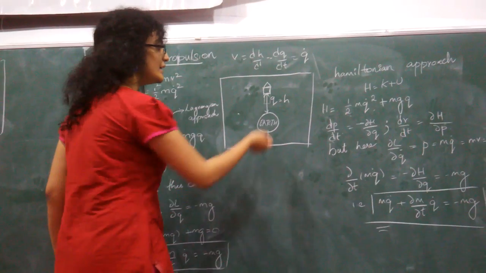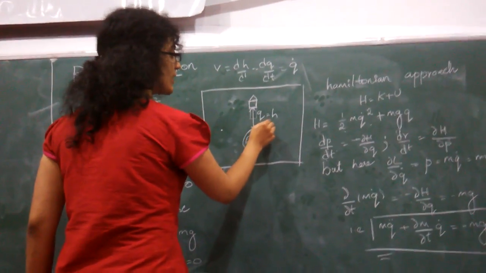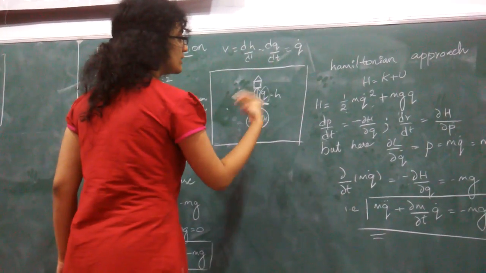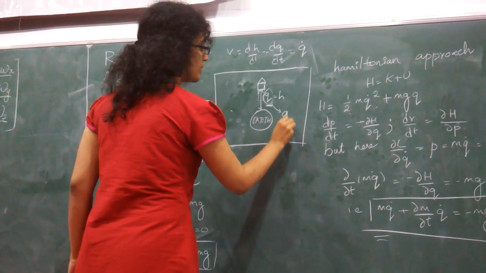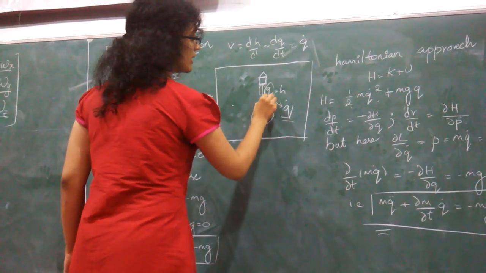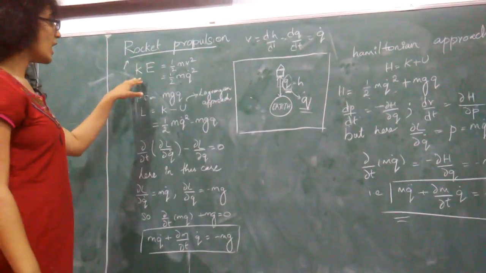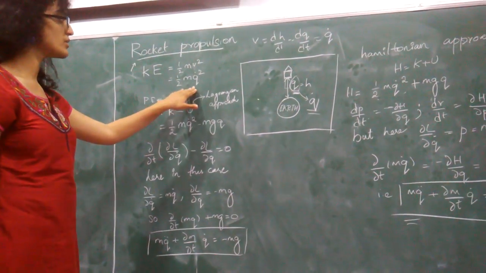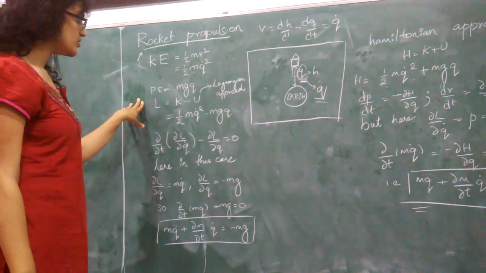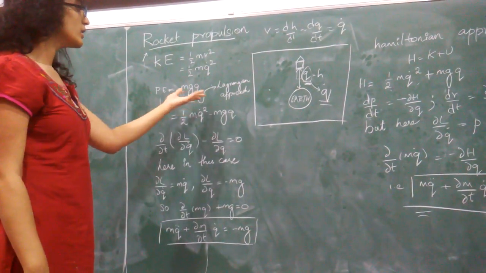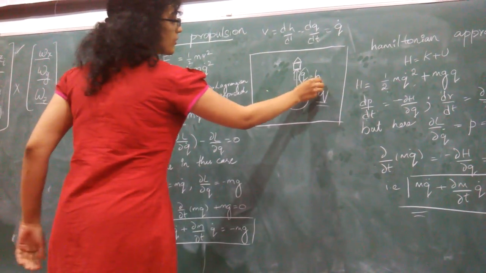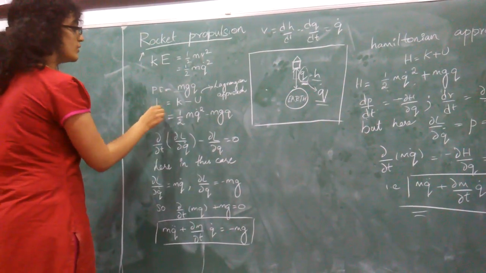Let us take the height of the rocket, or the coordinates or position vector of the rocket, as q, and its derivative with respect to time as q dot. These are the generalized coordinate notations that we use. So now our kinetic energy will be half mv squared, or half m q dot squared, and our potential energy is mgq or mgh, depending on whatever notation you use.